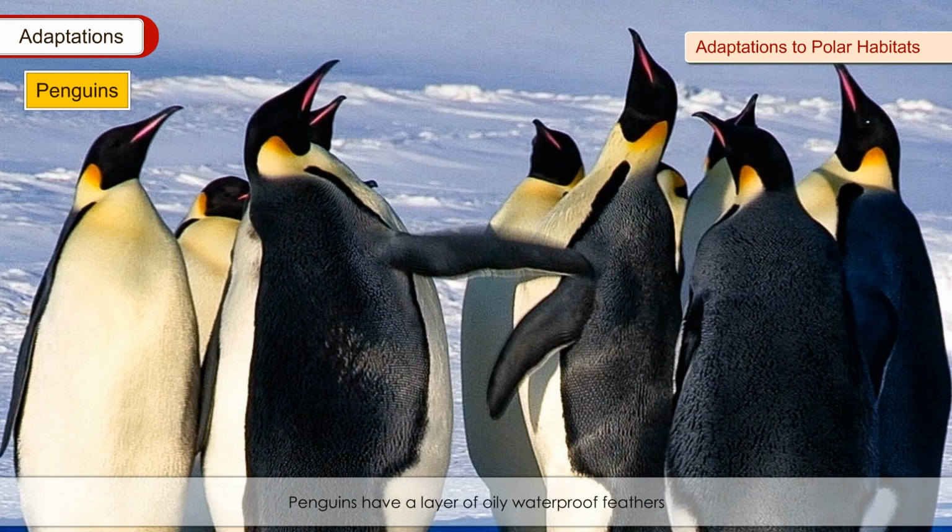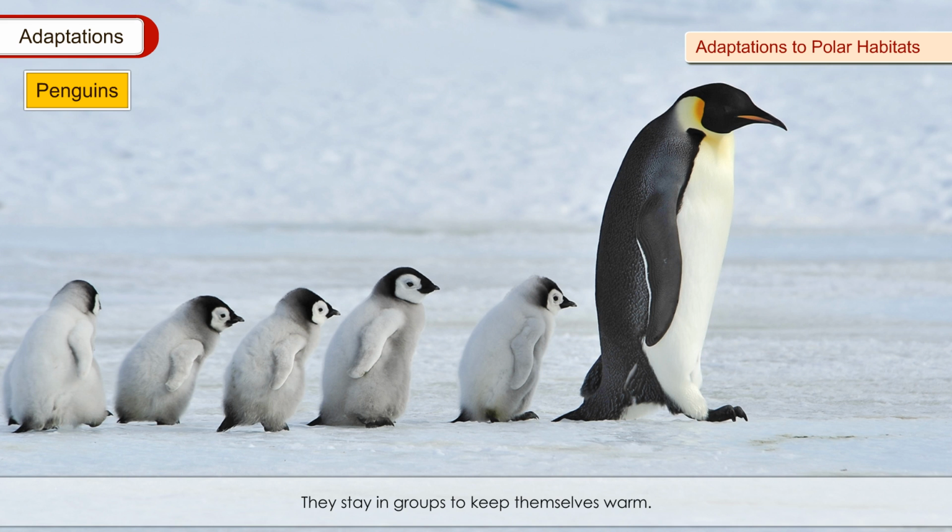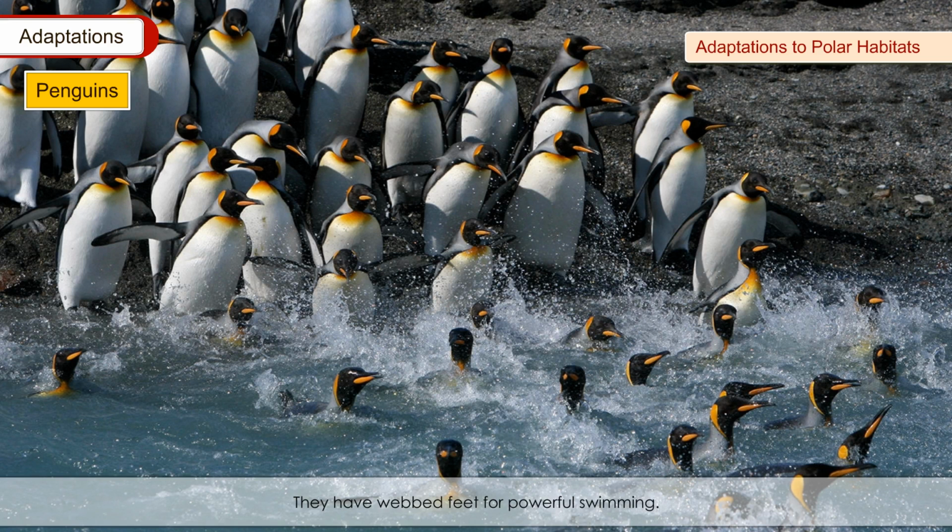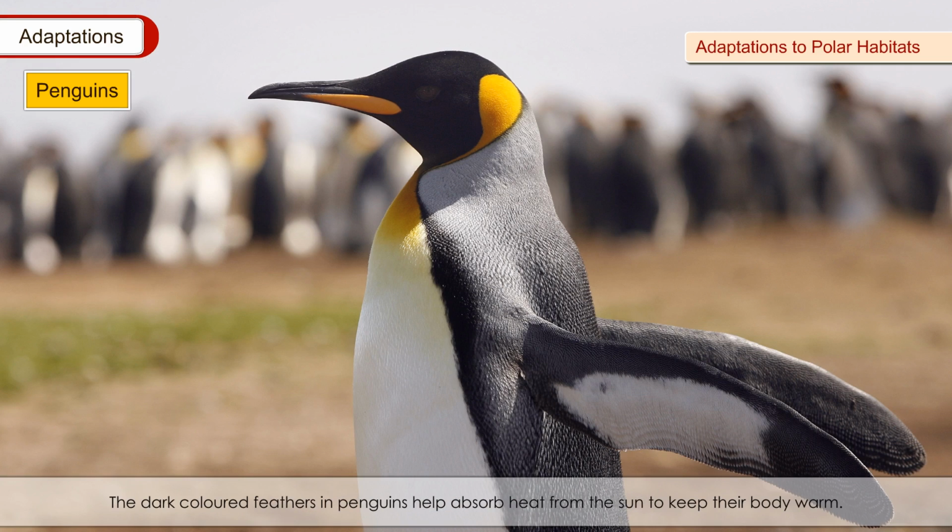Penguins. Penguins have a layer of oily, waterproof feathers and a thick layer of fat under the skin that regulates their body temperature. They stay in groups to keep themselves warm. They have webbed feet for powerful swimming. The dark-colored feathers in penguins help absorb heat from the sun to keep their bodies warm.